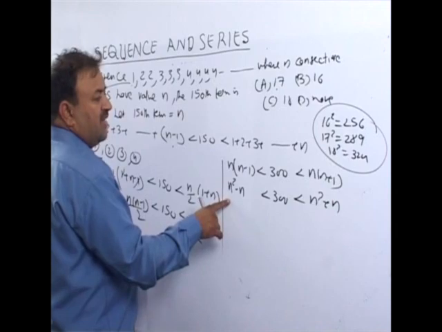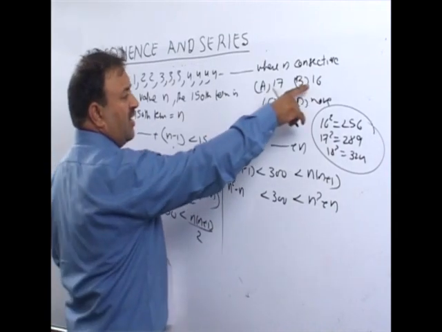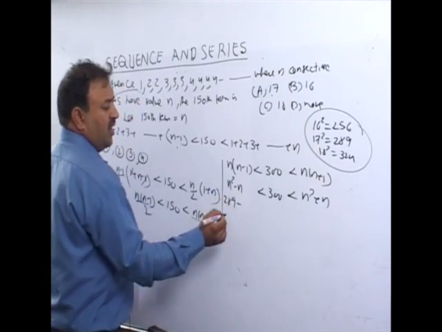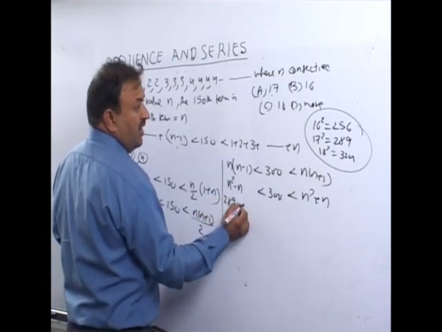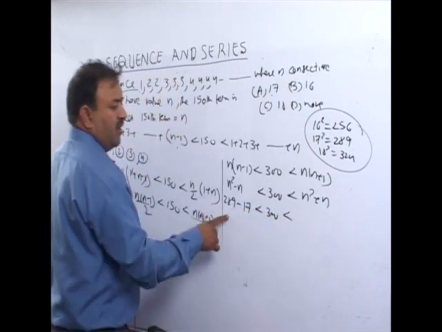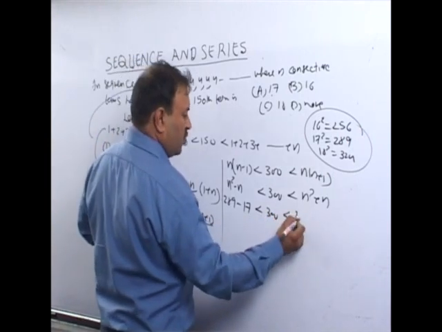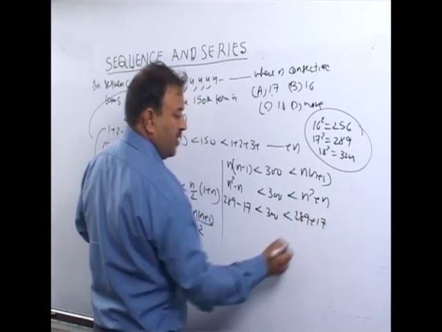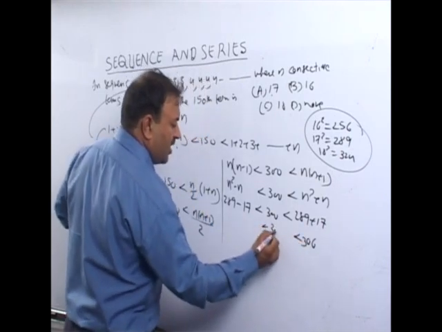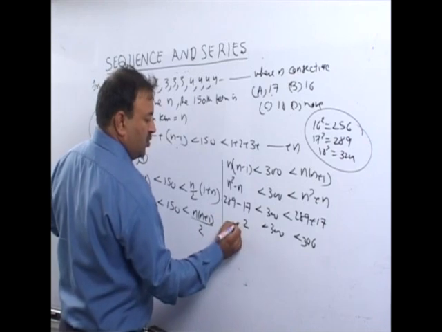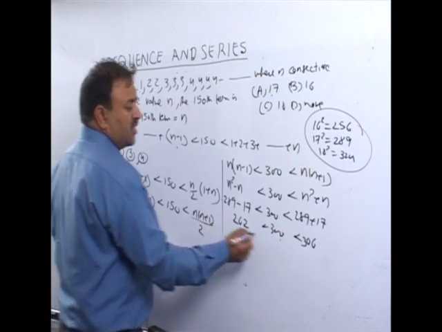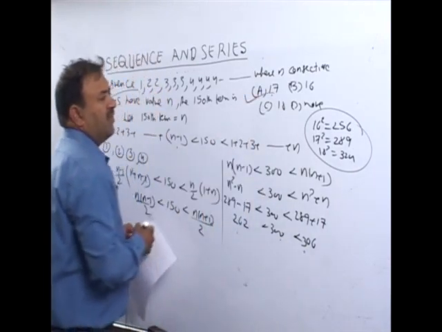Suppose I take 17. It is 289 minus 17, which is 272, and we check that it is less than 300. Then n square plus n is 17 square, 289 plus 17, which comes out to be 306. Yes, 300 lies between 272 and 306. So the right option is 17.